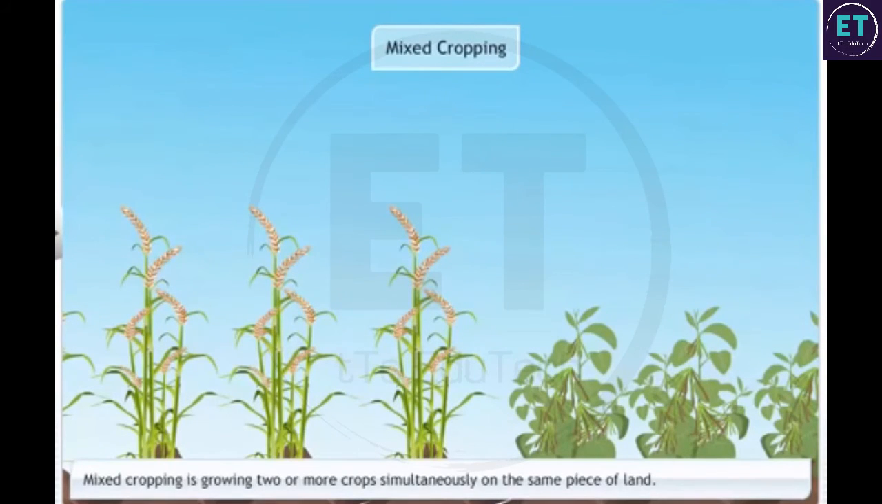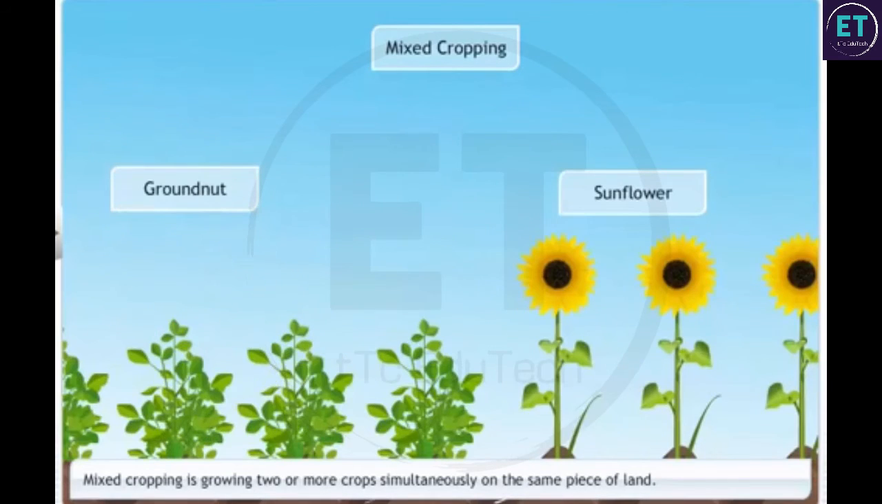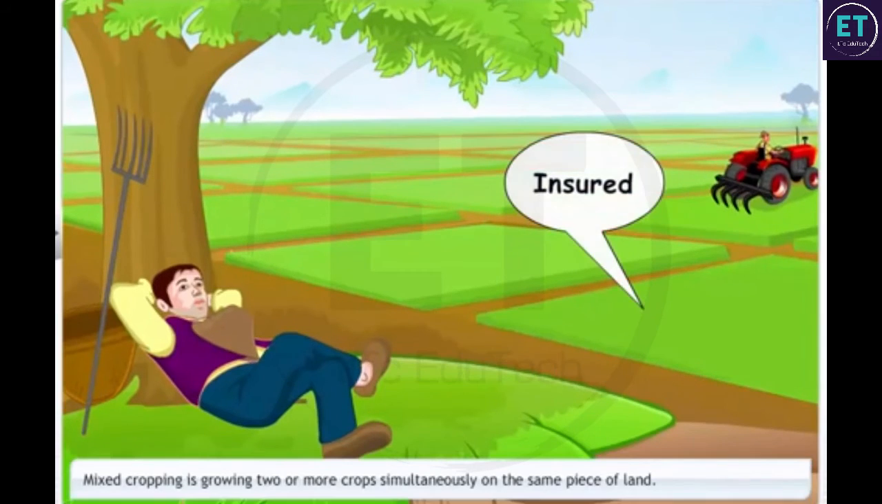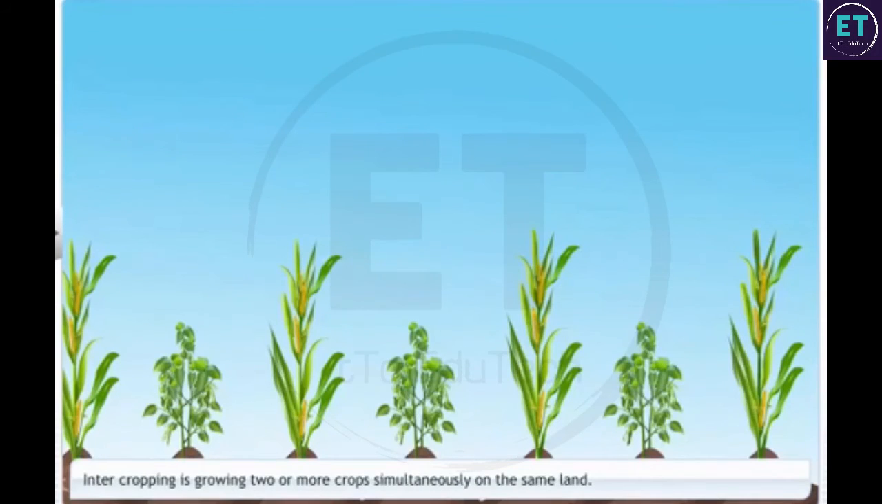Mixed cropping is growing two or more crops simultaneously on the same piece of land. Examples include wheat and gram, or groundnut and sunflower. This gives some insurance against the failure of one of the crops.